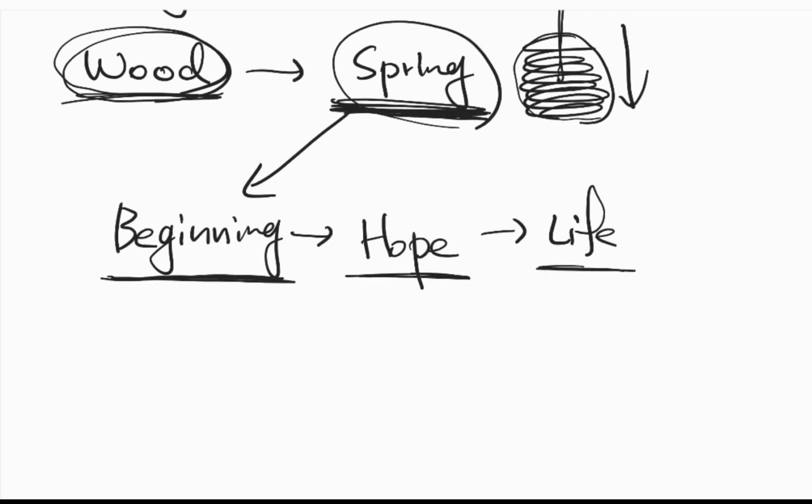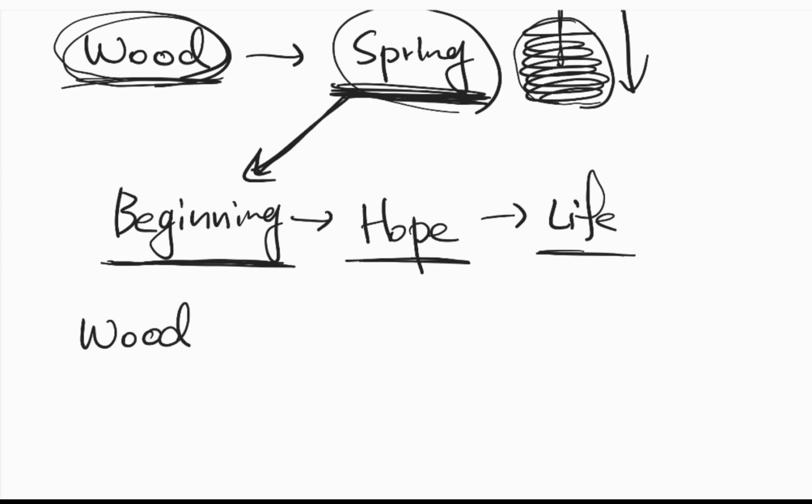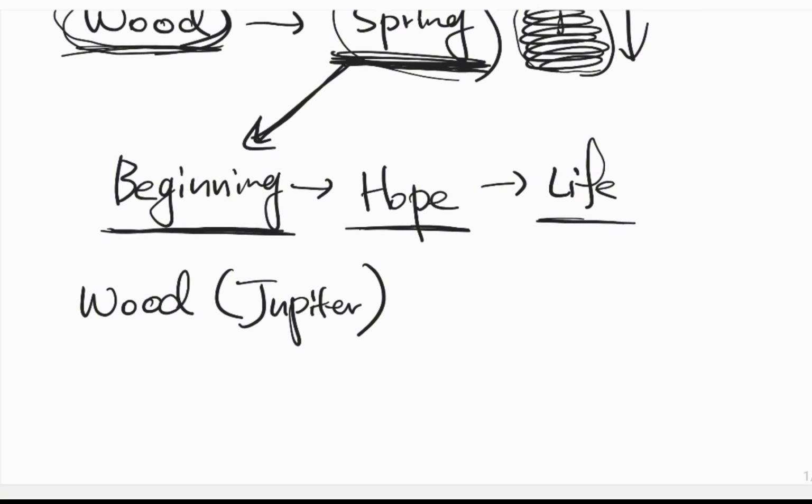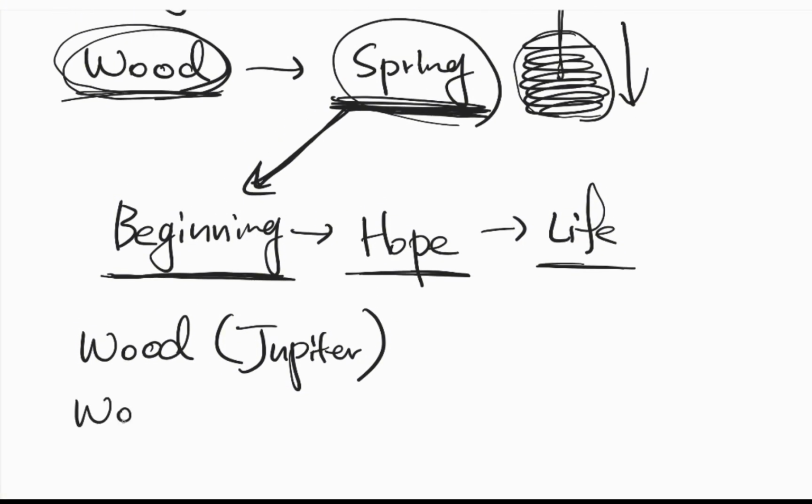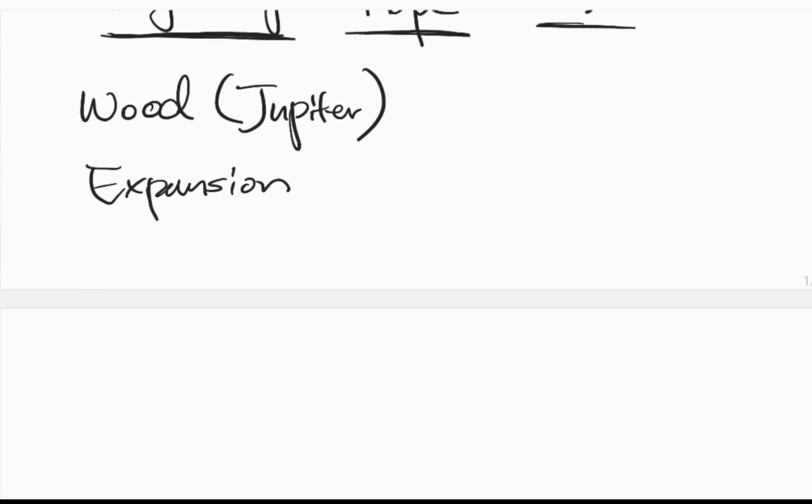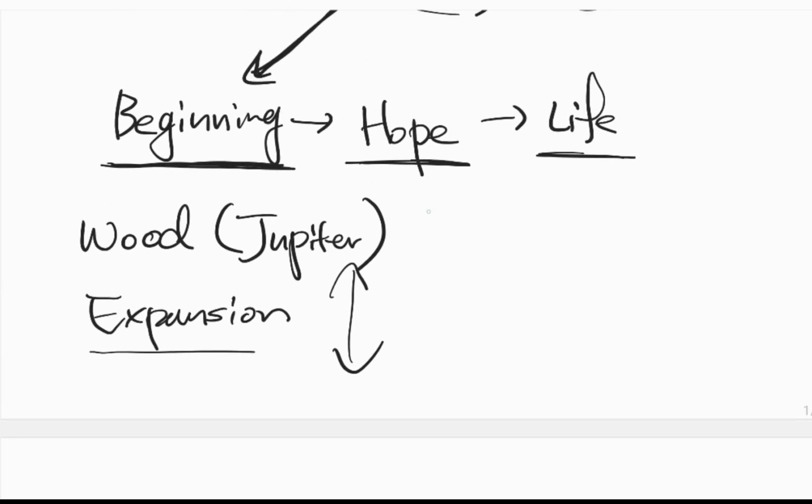And also you can see this wood energy is connected to, later I will talk about this in more detail, Jupiter's energy, if you know anything about Western astrology too. Wood has expansion, so it wants to expand. And this also talks about first, beginning or first. So this means leadership.